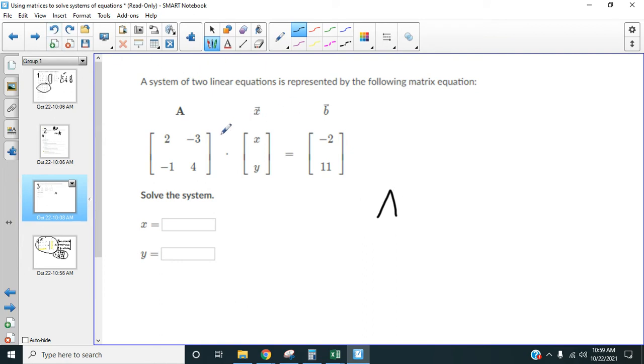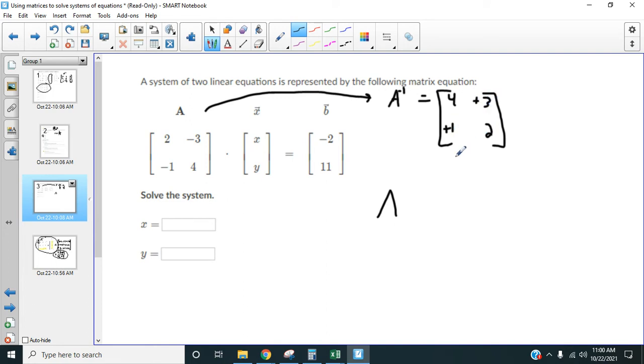You remember how we did that? Let's find the inverse of A. The first thing was we switched the top left and bottom right. 4 and 2, we switched them. That's right, we switched the signs on the others. So now it's positive 3, positive 1. And there was one other step.